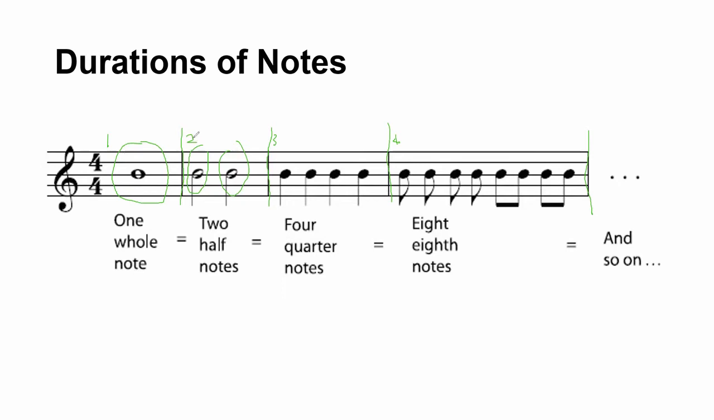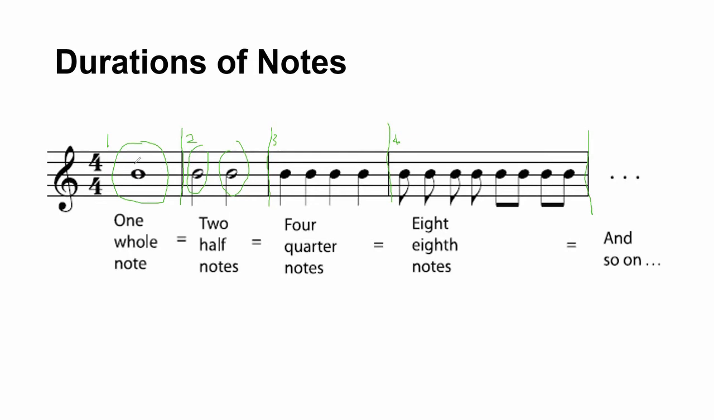In the second bar, you have 2 half notes. Now, 2 half notes in the same bar is the same as having 1 whole note, just like in the first bar here. Then in the third bar, you have quarter notes. 4 quarter notes is equal to 2 half notes, which is equal to 1 whole note. So the duration of this note is equal to the duration of these two notes, which is equal to the duration of these four notes.